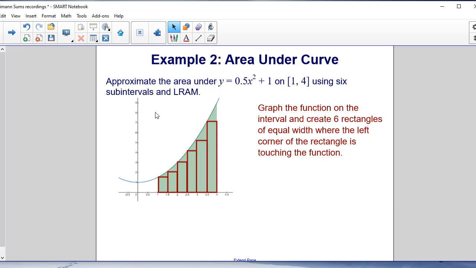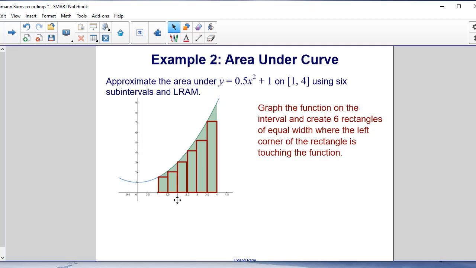Let's take a look at the graph of the function on the interval. The graph of the function on the interval creates 6 rectangles of equal width where the left corner of the rectangle is touching the function. So you'll notice the first rectangle has a width of 0.5. It goes from 1 to 1.5. And note that the left corner is touching the function. Our second rectangle goes from 1.5 to 2, and also the left corner is touching the function.